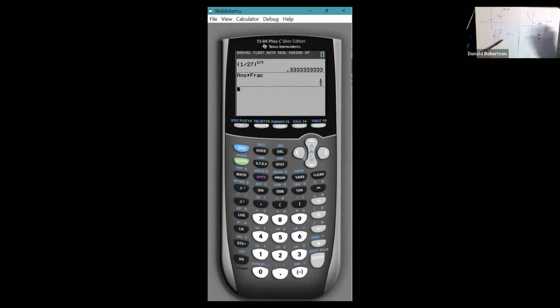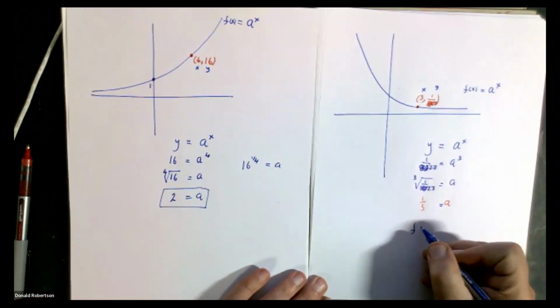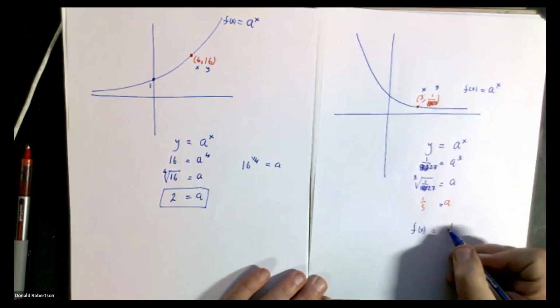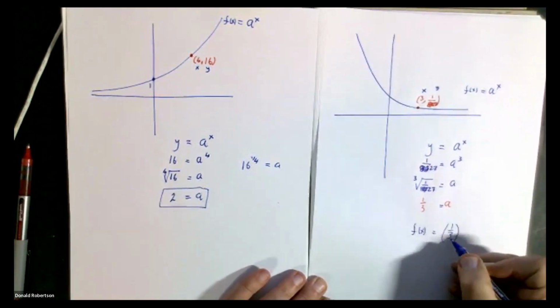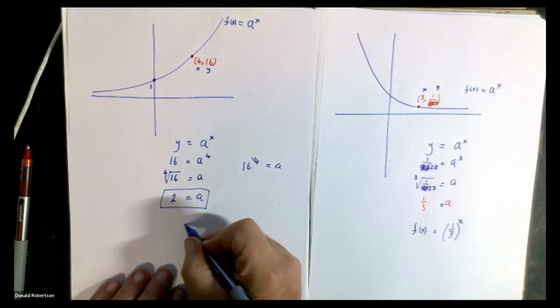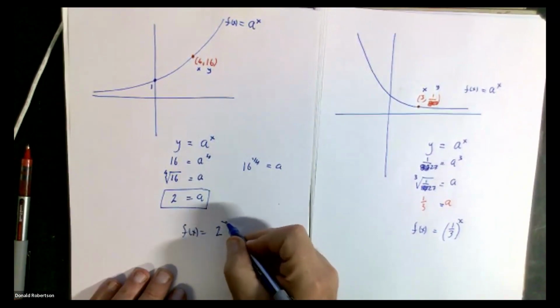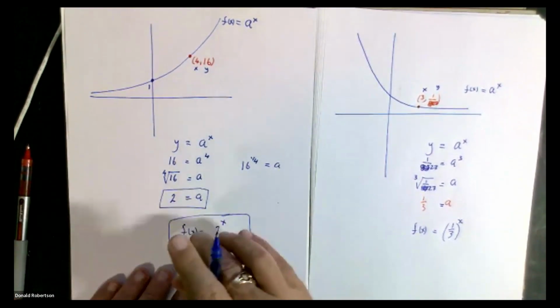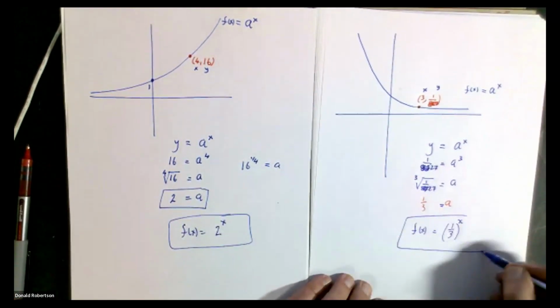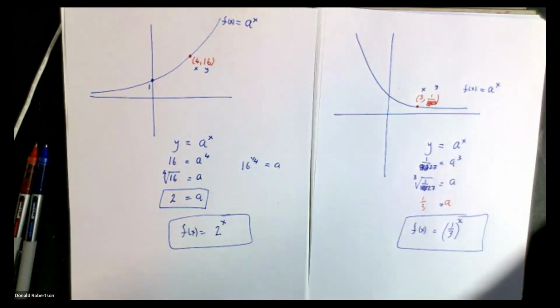And now we can tell everyone that this function here is 1/3 to the power of x. The base is a third. Oh, and this one here that was 2, you can say that the function is 2 to the power of x. So that would be your answer to this curve. There is your answer to that one. And that is us.